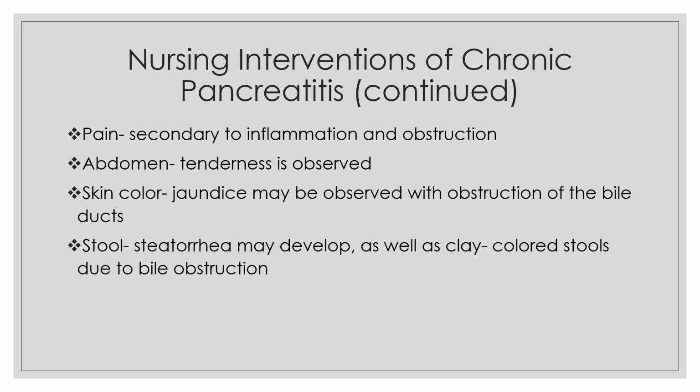Pain will be secondary to the inflammation and obstruction. We're going to assess the abdomen. Tenderness will be observed. Skin color: jaundice may be observed with obstruction of the bile ducts. And then the stool: steatorrhea may develop, as well as clay-colored stools due to bile obstruction.